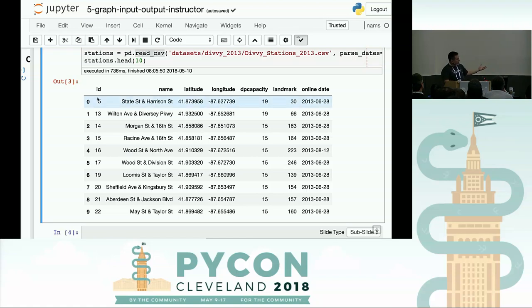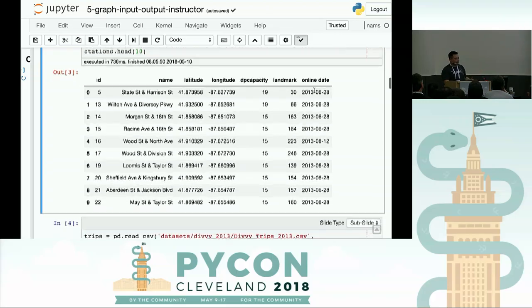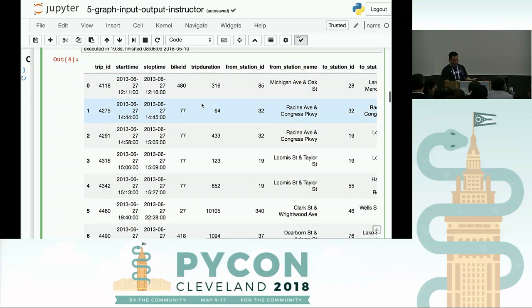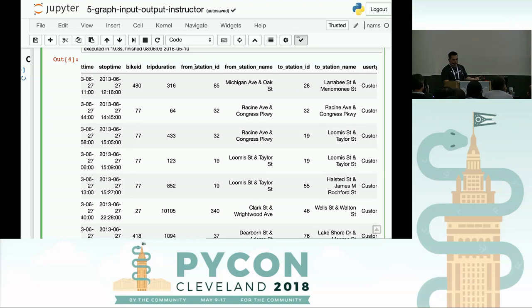It becomes quite clear we can model the nodes with the ID column and then add the name, lat, long, capacity, landmark, and online date as metadata to the graph. All right, so if we look at the trips likewise, we have trip ID, start time, stop time, and here's the most important part. We look at the columns. This is a data set of all of the bike trips, so we have the from and the to, all right? The from and the to. And this gives us the edge definition between the bike stations.